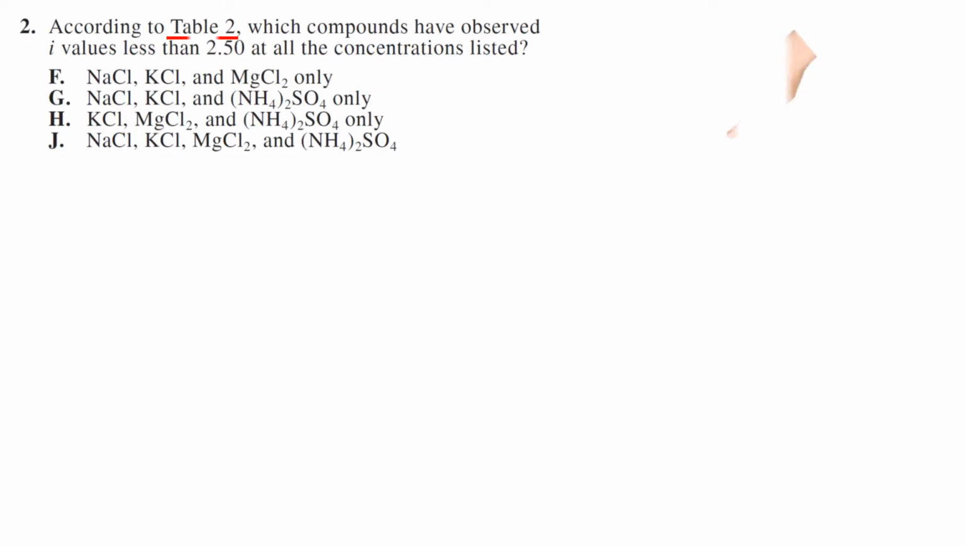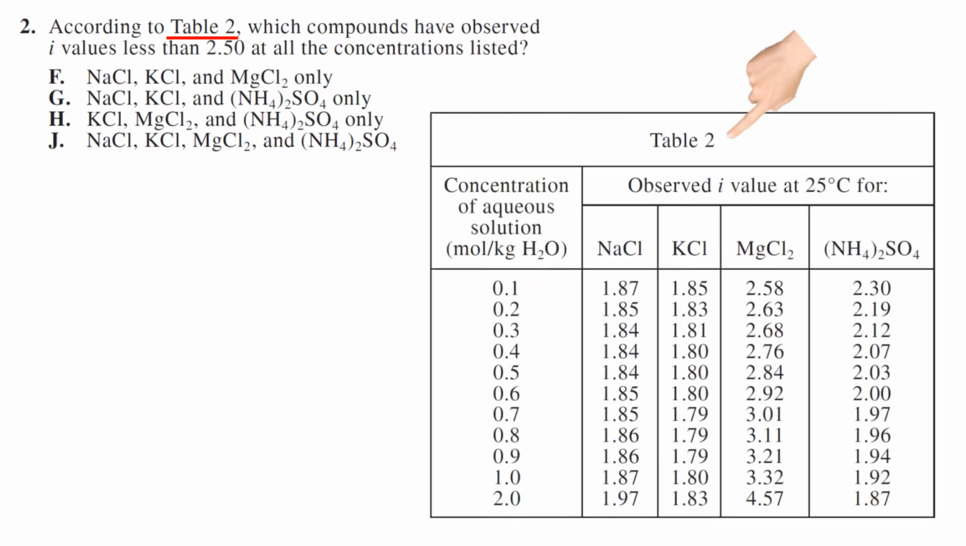Number 2, according to table 2, put your finger on table 2. Which of the compounds have observed I values less than 2.5 at all of the concentrations listed? So if we look at this first one, NaCl, that one does have concentrations all less than 2.5. So we can say H and J are out. Then we have to choose one of the other ones.